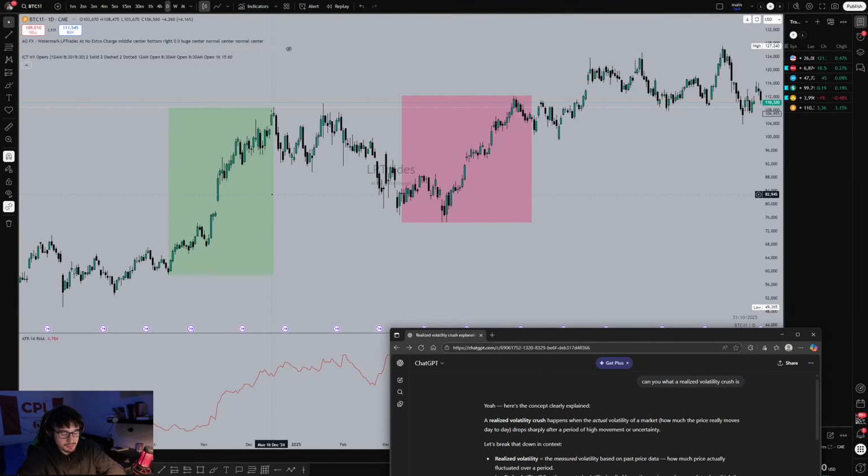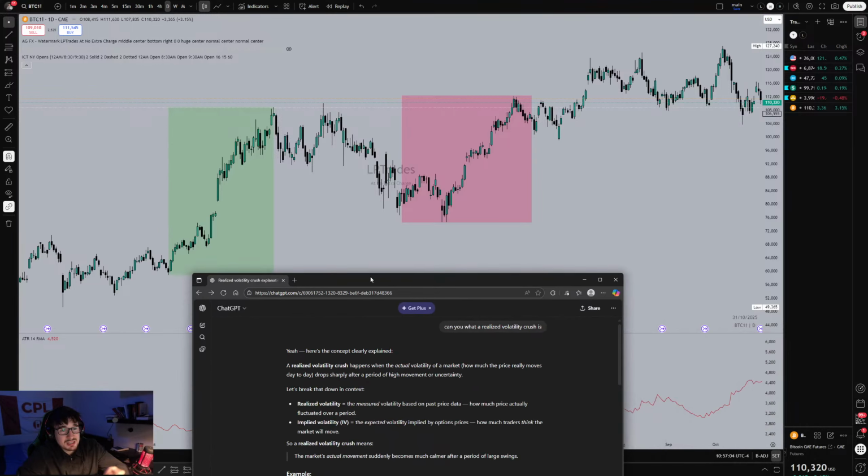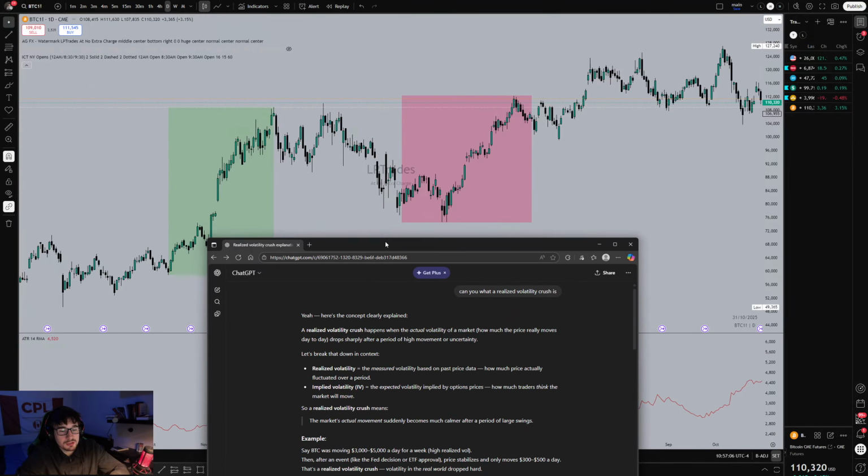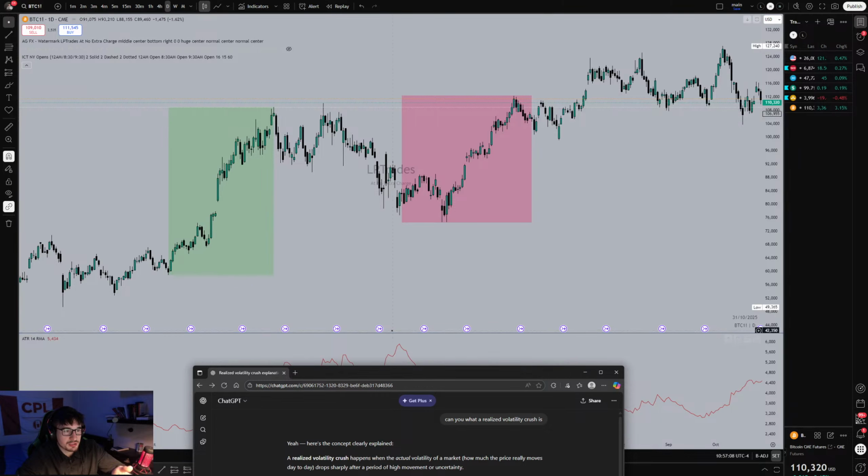The goal today, the first goal I have, is to figure out: is my model unprofitable when price is trending on the higher time frame, or is it unprofitable when realized volatility crushes? Because it could be either. NASDAQ has been trending for most of the year, and it's been pretty good all year, so I don't think it's when it's trending.